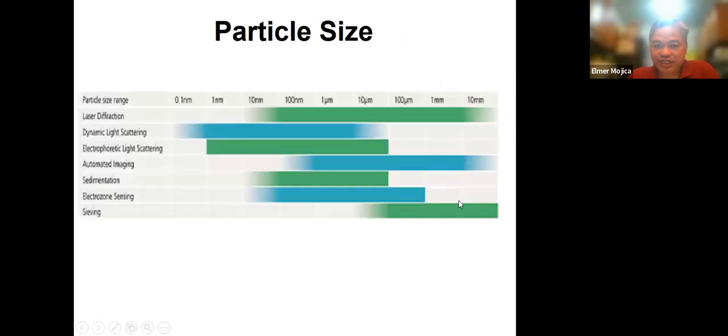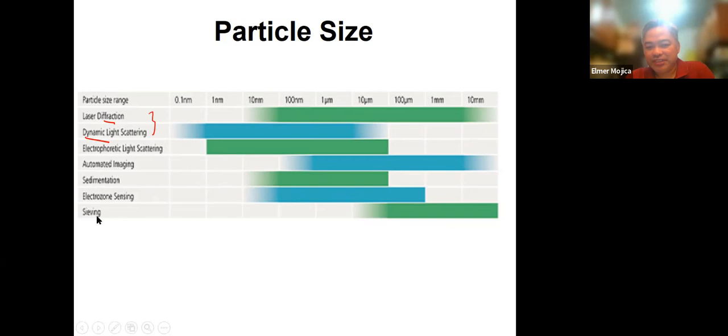Now, if you look at the methods that measure the particle size, this is what they use. In the nanometer range, you have dynamic light scattering, and at longer range, you have the so-called laser diffraction. In fact, this is the only one we'll discuss today. But there's still a lot. Sedimentation covers about the same size as the laser diffraction, although the range of laser diffraction is much wider compared to sedimentation.